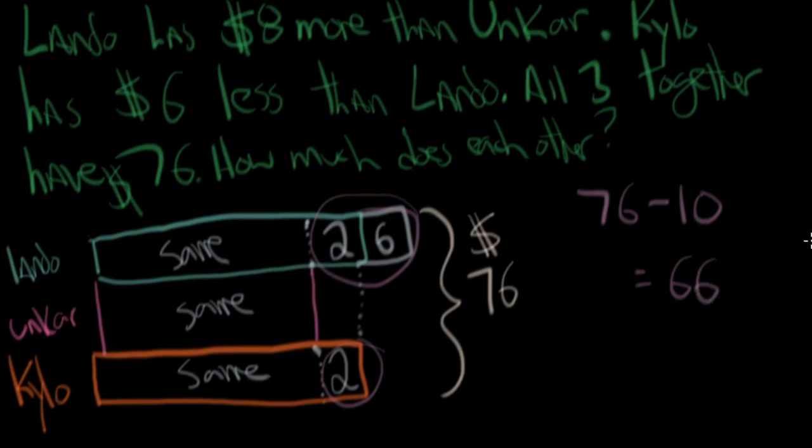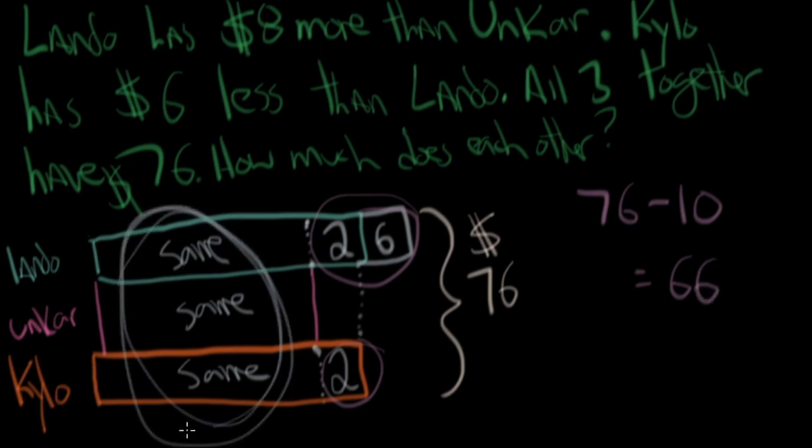And now I have 3 pieces that are all the same. So when you see that, I can go and divide 3 into 66 and know that every piece is worth $22. So these big pieces here are actually worth 22.